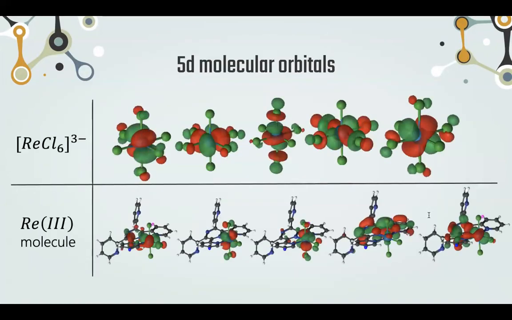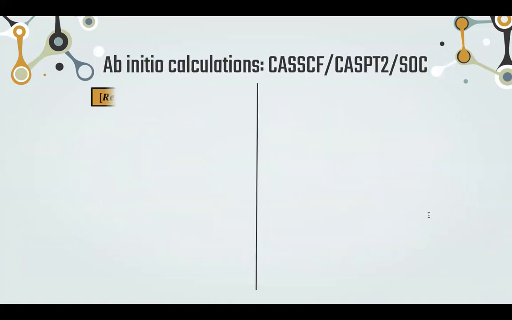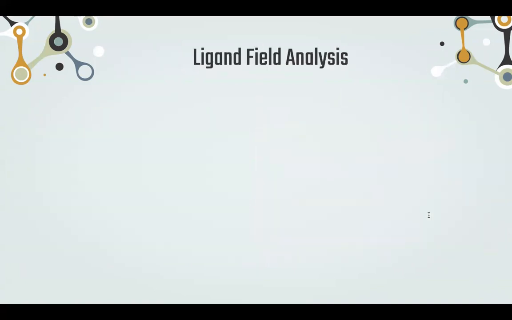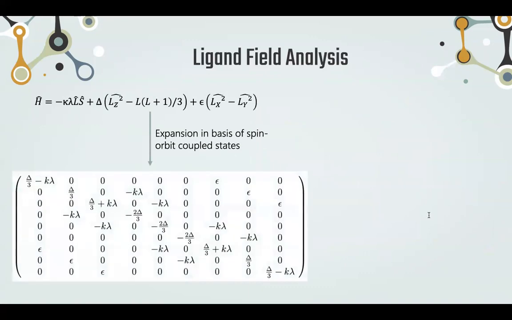And these are the 5D orbitals of the two compounds we used. The shape of these orbitals was calculated using the gradient module of MOLCAS and was viewed using a software called Luscus. These two tables compare the results of the CASSCF and CASPT2 calculations on rhenium hexachloride and the rhenium 3 molecule. These results will be used to obtain 4 ligand field parameters, which can be used to describe the properties of the molecule. The equation of the model Hamiltonian is first expanded in the basis of spin-orbit coupled states corresponding to the ground state 3T1.